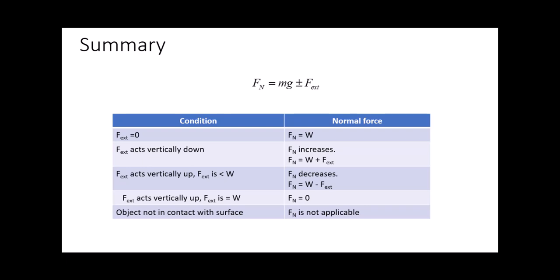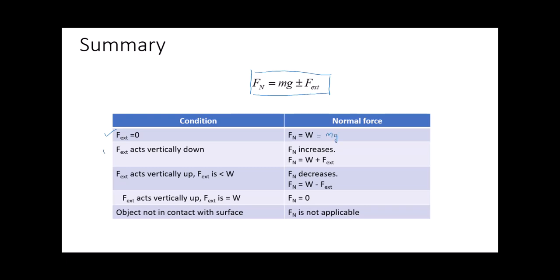Now, before I close the session, let's summarize the key equation that we have learned in this video. Normal force will be equal to the weight of the object plus or minus external force. There is no need to remember this table by heart. You have to just keep on applying the logic. Let's go with the first one. If there is no external force, then we see clearly from this equation that normal force will be equal to weight, which means mg.